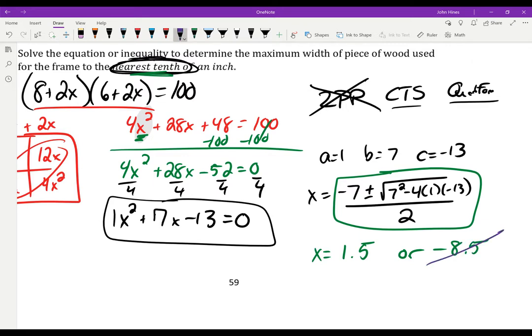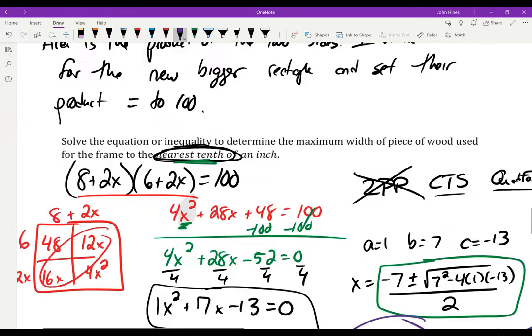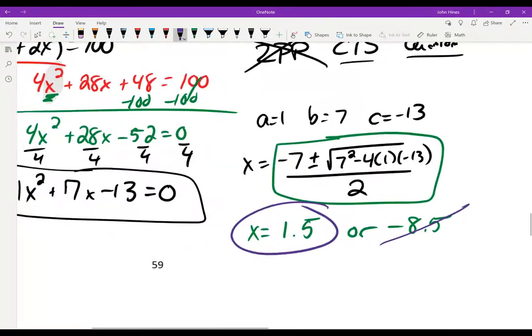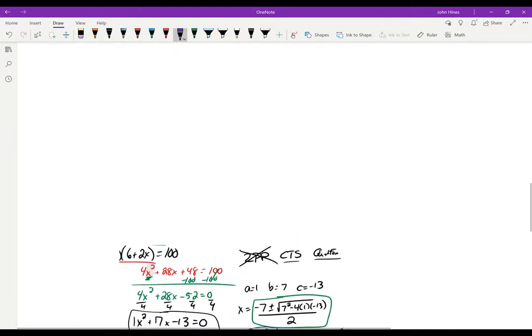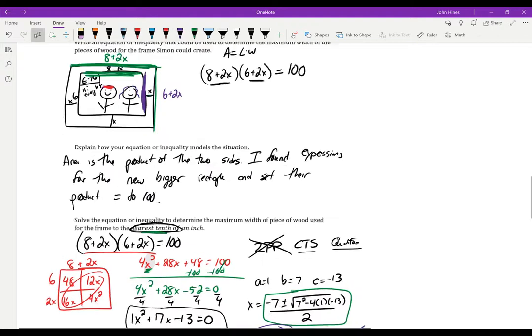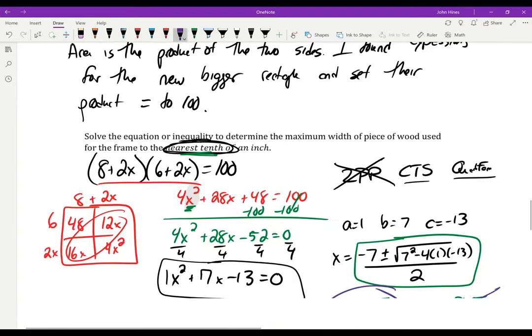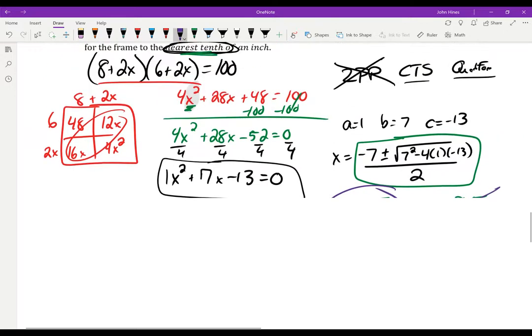Well, I'm going to get rid of the negative one because I'm talking about the picture frame. I'm talking about the width of that picture frame that I'm adding around my lovely picture of me and Mrs. Gusto here in E16, missing all of you. So we got x equals 1.5, give it a second to load, is the size of the piece of wood we need to use. We need to put a 1.5 inch piece of wood around this to make it have an area of 100.